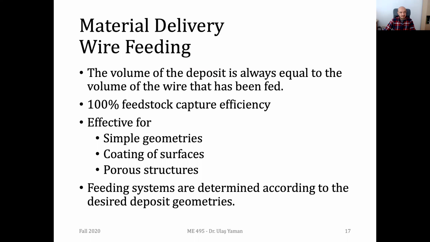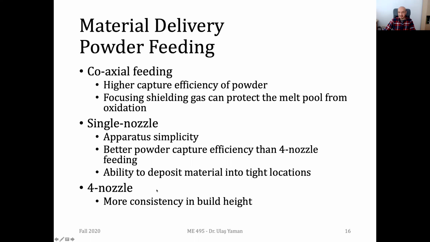And let's go back to the point we were discussing. Yes, we said that with 4 nozzles, we have more consistency. Since your friend is asking on the chat, you are actually depositing more powder. Once you deposit more powder, then probably you will have more powder inside your molten pool, and that way you can obtain more consistency in the height of the layers. But with a single nozzle or coaxial, you are trying to use less powder, and that may result in, as in the example I've shown you, some inconsistency in the build height.